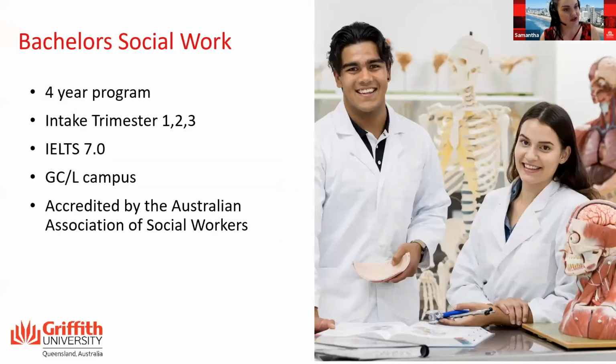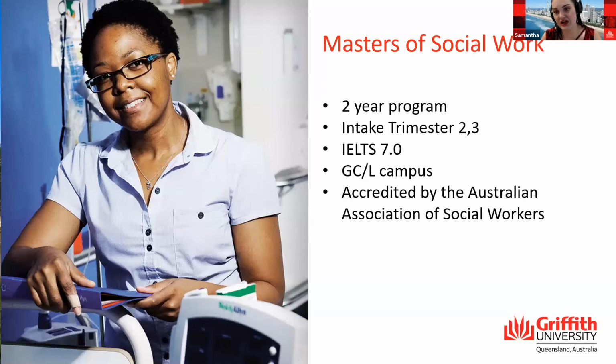We have a Bachelor of Social Work, which is 4 years, and that is also at our Logan and Gold Coast campus. It has now risen to an IELTS of 7 as well. And this one's an accredited program for students. If you have an undergraduate program that has 1 year in a social sciencey background, you may be eligible for our Masters of Social Work, which is 2 years across Gold Coast and Logan, also accredited. And we have intakes in trimester 2 and 3 for this program.